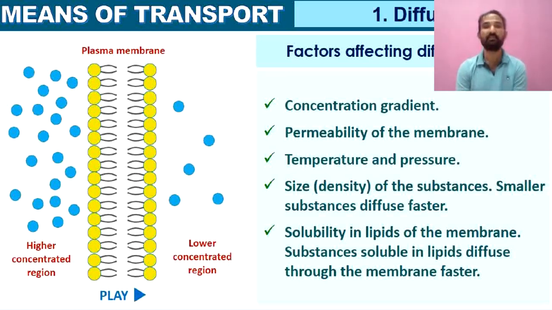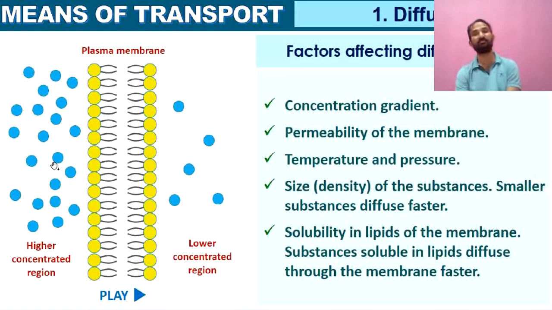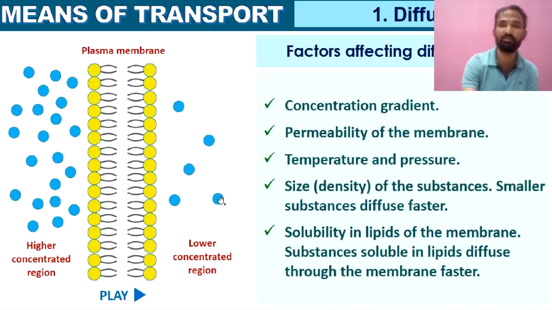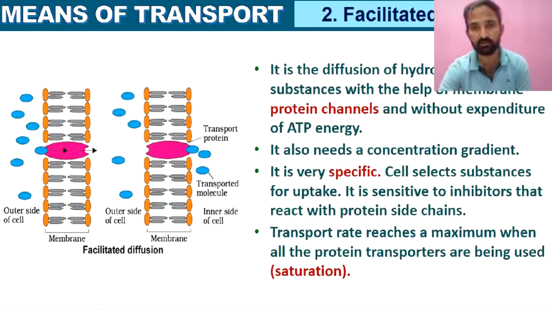Next, the solubility in lipids of the membrane. Substances soluble in lipid diffuse through the membrane faster. Actually, the plasma membrane is mainly made up of proteins and lipids. Whatever molecules are soluble in lipid diffuse much faster. So these are a few factors affecting the diffusion rate.